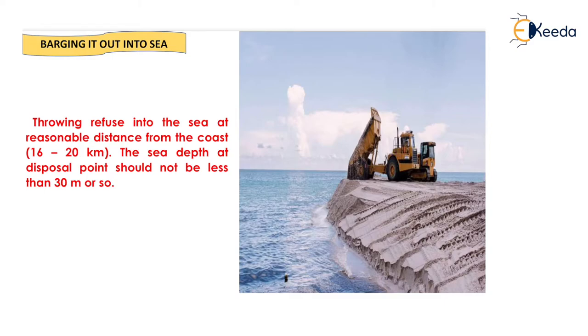Throwing refuse into the sea at a reasonable distance from the coast, that is 16 to 20 kilometer, is known as barging it out into sea. Now, the sea depth at the disposal point should not be less than 30 meter or so. Otherwise, all the waste will come with the waves on the coast only. That's why we need to dispose that refuse where the sea depth is greater than 30 meter. That is the barging it out into sea.